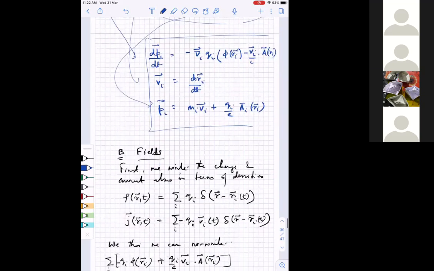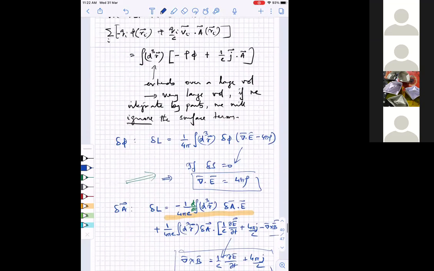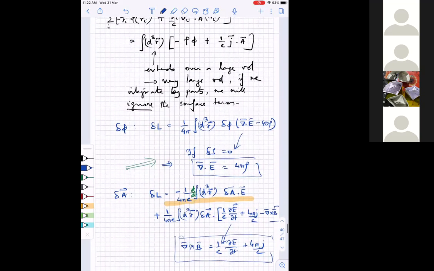Let's go back over here. So phi was the redundant variable, right? The constraint equation we got was this, right? So use this constraint equation when we do about the phi.